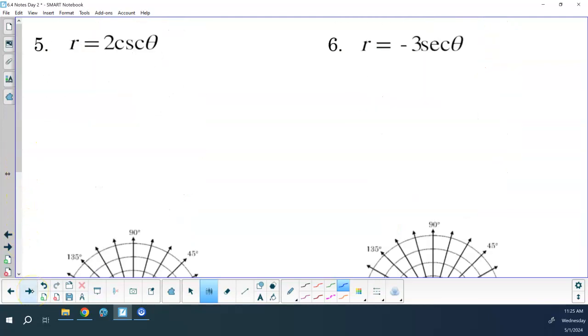All right. Next one. Now let's talk. Ooh. 2 cosecant of theta. What would I like instead? I don't know, but it's not one over anything. I don't like that part already. Two over sine of theta? Yeah, I like two over sine of theta better.